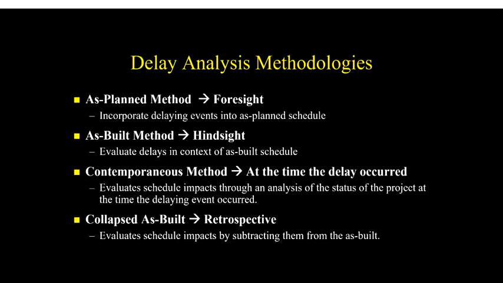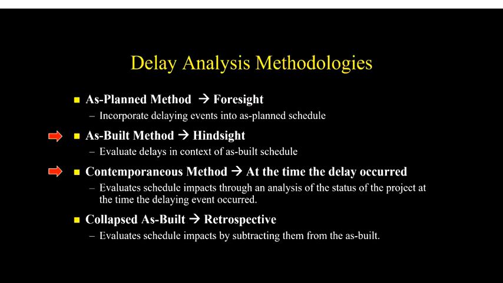And then we have the collapse as-built, also known as the but-for, where we basically are going to assess the impact of delays by subtracting those from the as-built schedule. Because we're subtracting these delays, it implies that it is a retrospective methodology as well.